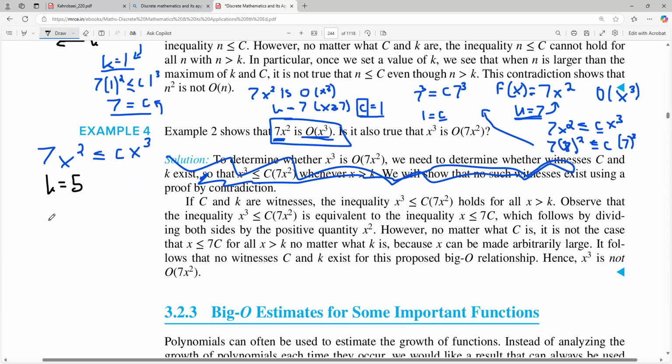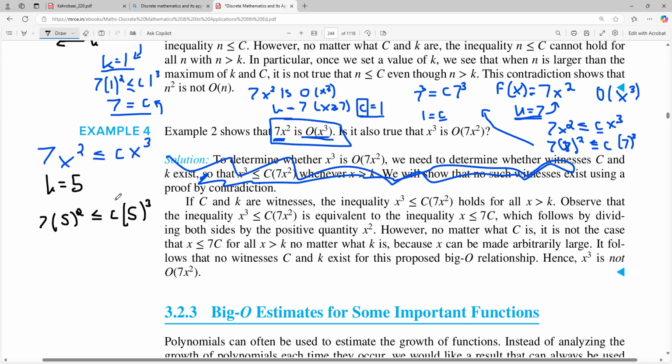Because what we do is we plug this into x, right? So we get 7 times 5 squared. This is not going to be as pretty of a number. It's going to be a fraction. It's less than or equal to c times 5 cubed, right?